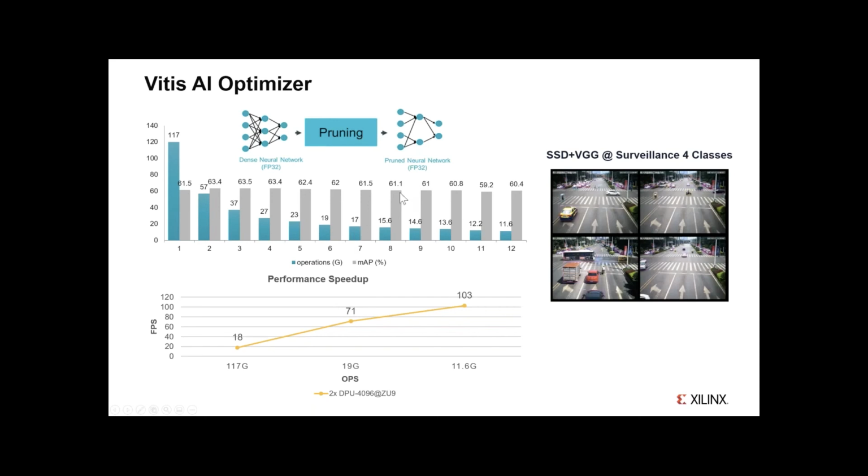We continue pruning, and you can see the accuracy starts to fall off towards the end. We ended up at a point that had about 1% less accuracy than the original model. But the model compute has been reduced by about a factor of 10. This results in a speed up when running on the Zynq UltraScale Plus device from 18 frames per second to 103 frames per second for this model.